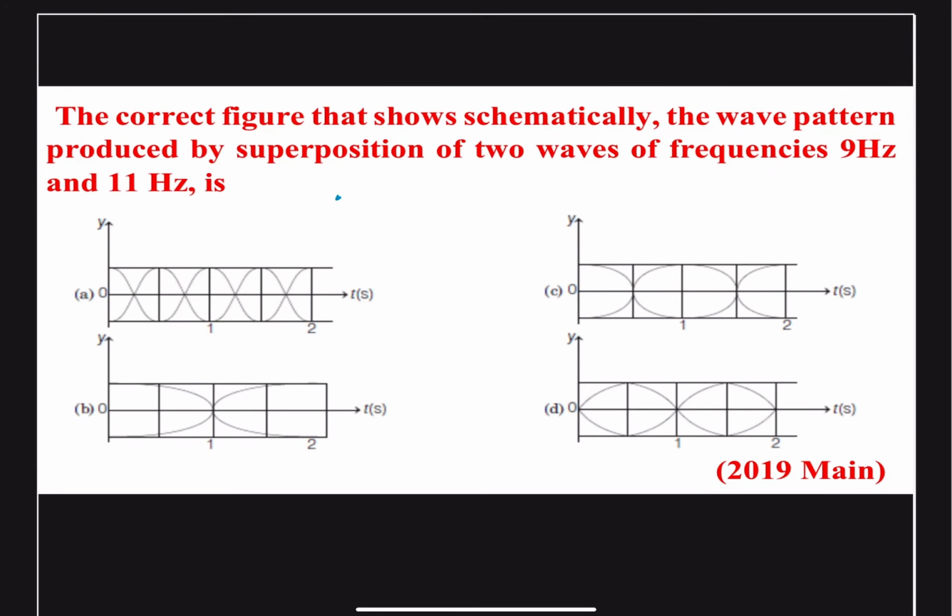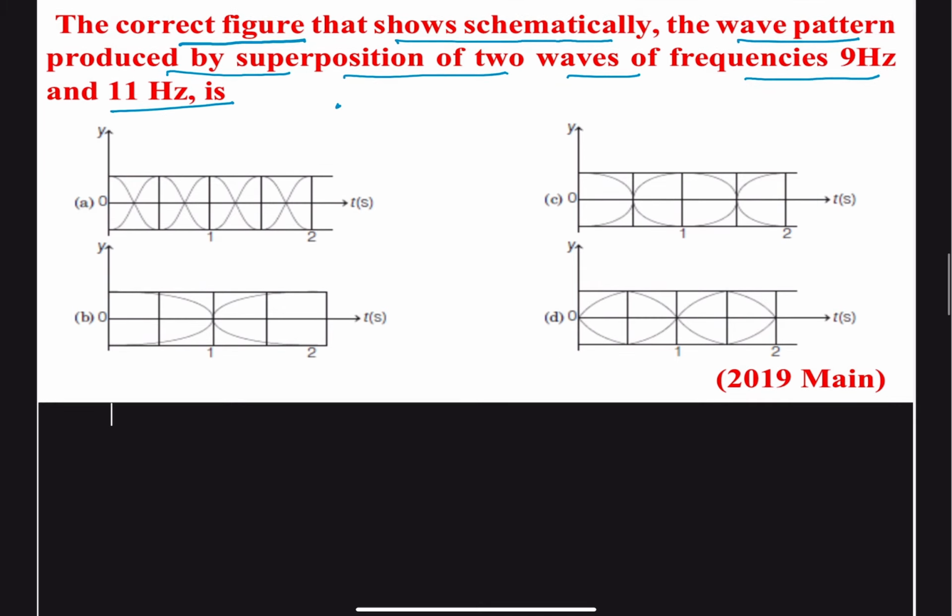Hello friends, in today's question, the correct figure that shows schematically the wave pattern produced by the superposition of two waves of frequencies 9 Hz and 11 Hz is. So basically we have to find out the positions where nodes and antinodes of these superposition waves of 9 Hz and 11 Hz is going to take place.